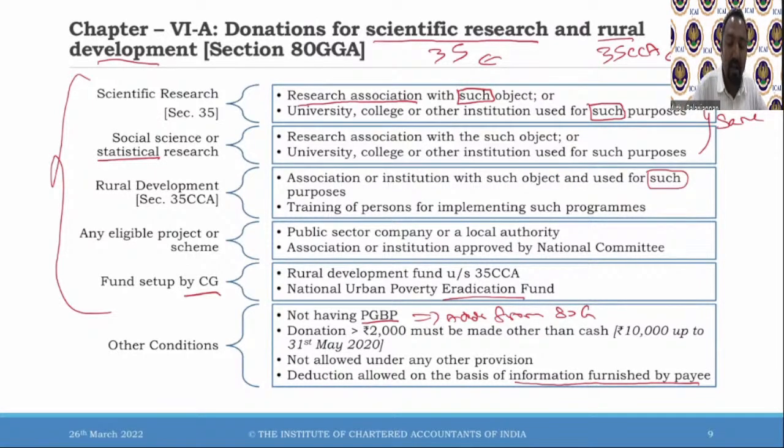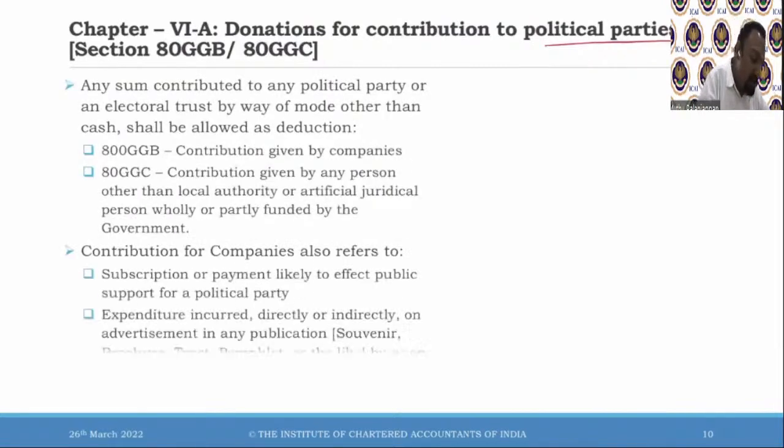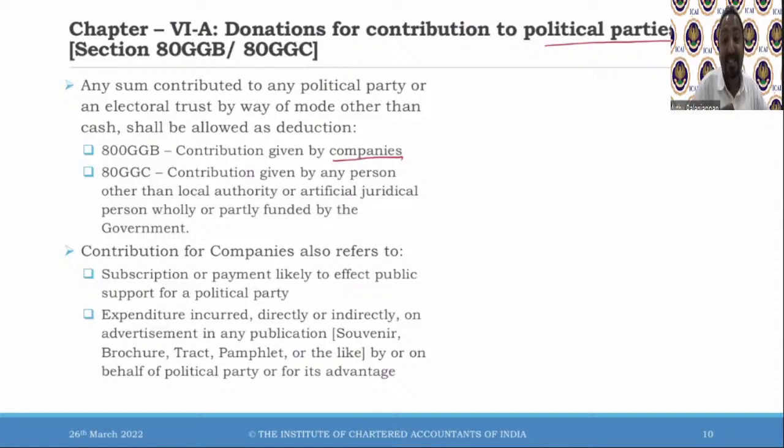Now we'll move on to the next provision. So what is the next provision? It is 80GGB and GGC. This is contribution to political parties. GGB says contribution given by companies. GGC says contribution provided by any person, but excluding local authority or artificial juridical person, wholly or partly funded by government. So you exclude government funded authority and artificial juridical person. What you consider is only contribution given by any person. So that is 80GGC. So company is GGB, other than company is GGC.